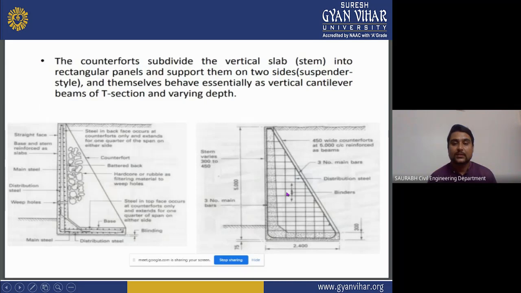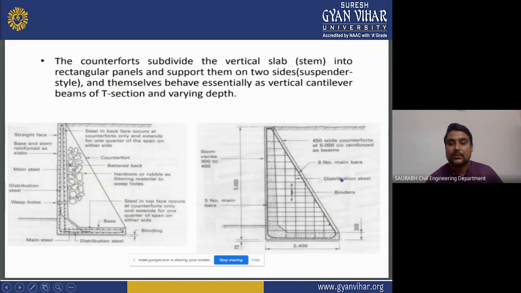Now we will see some components of a counterfort wall. The counterforts subdivide the vertical slab stem into rectangular panels and support them on two sides, and themselves behave essentially as vertical cantilever beams of T section and varying depth. As you can see here, this is the distributed steel, which is supporting the base of this counterfort wall, and this is the Y fold, and that is the distributed steel, and this is the main steel.